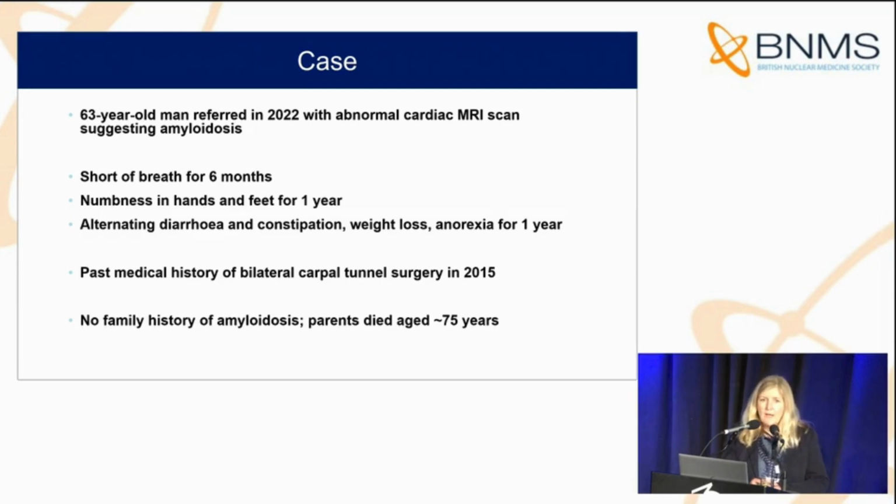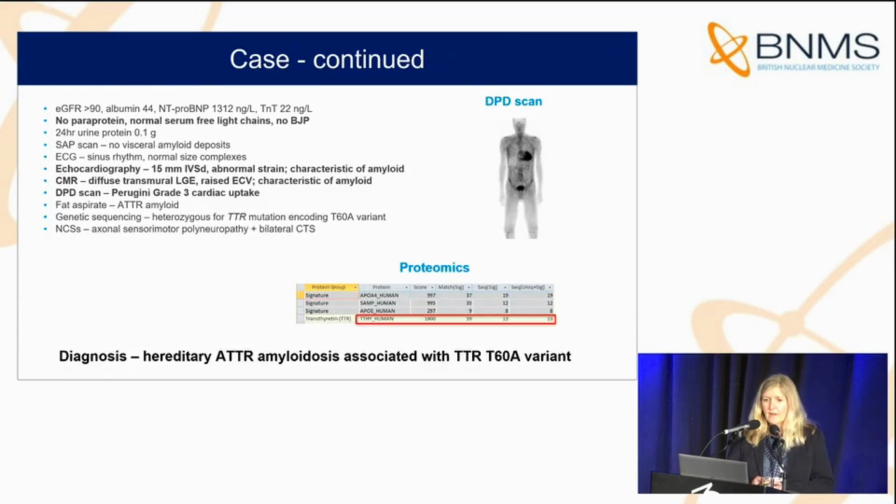He had some autonomic neuropathy symptoms, alternating diarrhea and constipation with weight loss and anorexia for a year. He'd had bilateral carpal tunnel surgery a few years before. There was no family history. His parents had died in their mid-70s. So he came to the National Amyloidosis Centre. He had a blood workup. Kidney function was normal. He had an elevated NT-proBNP in keeping with his heart failure symptoms.